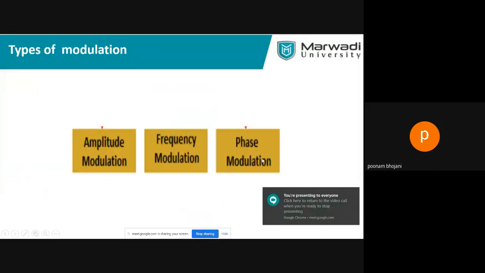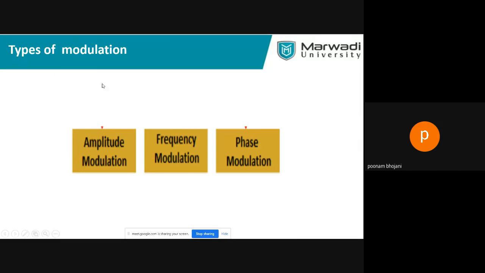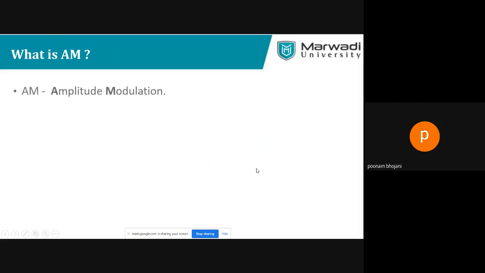So next, I just want to tell you that analog modulation will be divided into three parts. We have already seen these three categories in the theory: amplitude modulation, frequency modulation, and phase modulation. So why are we doing only one experiment? Because in amplitude modulation, there are so many different techniques used in different applications.